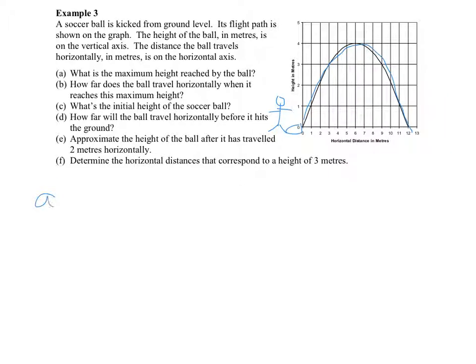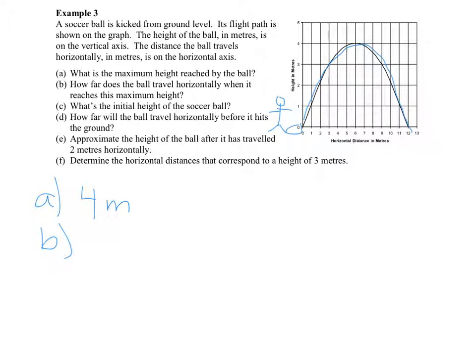Okay, so question A, what is the maximum height reached by the ball? Well, if we look, the top of the graph never goes above this line at 4, so we can say that the maximum height is 4 meters. And it's important to put your units in whenever you're dealing with this. So if that was 4 feet, you would put 4 feet, but it's meters, so we put meters.